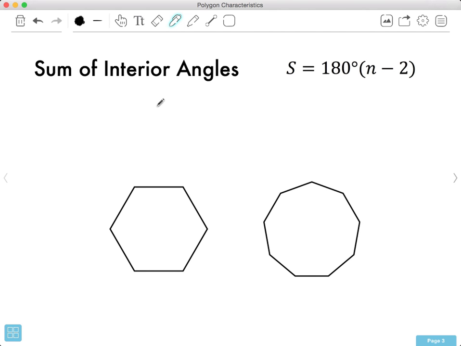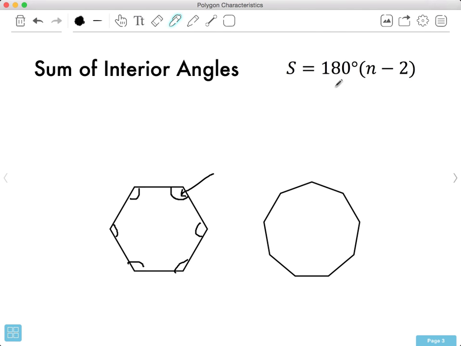Okay, this next one is the sum of the interior angles. The angle formed by 2 sides is called an interior angle. So that angle there, this angle here, all of these are interior angles. Not to be confused with central angles, which are still inside the shape, but right in the center. Interior angles are the angles formed by the sides. They're the same all the way around.